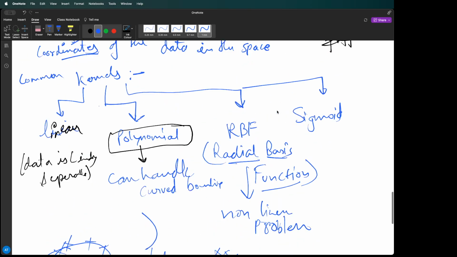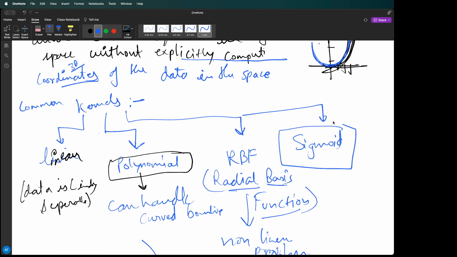So right now leave this part. Not required.